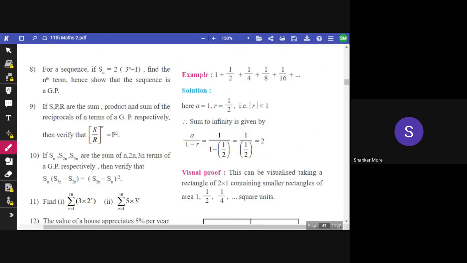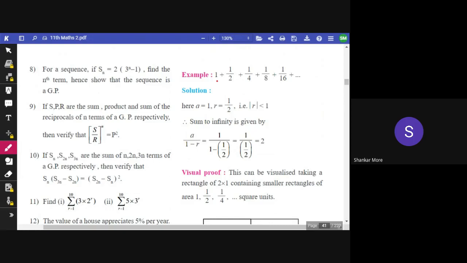So this is a GP. See example 1: 1, 1 by 2, 1 by 4, 1 by 8, 1 by 16. Here we have to find the sum of infinite terms. So what we are going to do is simply find a and r, and apply that formula. Here the first term is 1, that is a equals 1, r is 1 by 2, and mod of r is less than 1.